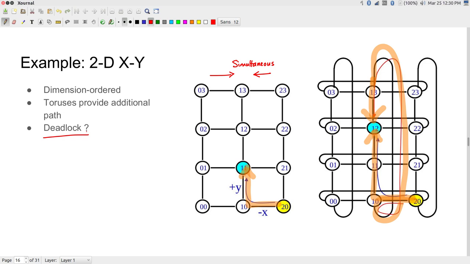There are many ways. You do different randomized backoff, exponential backoff, or you just send the data somewhere else, etc. There are ways of resolving deadlock, in other words, in this case.